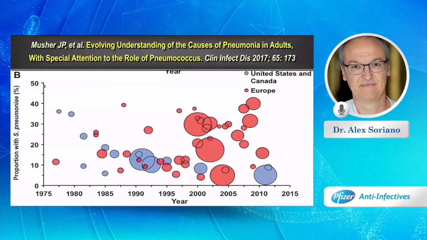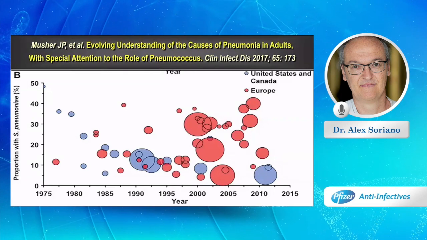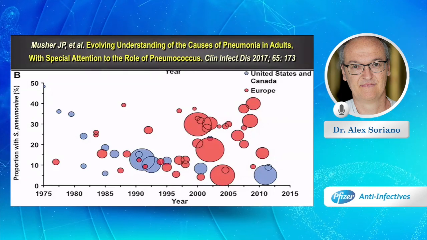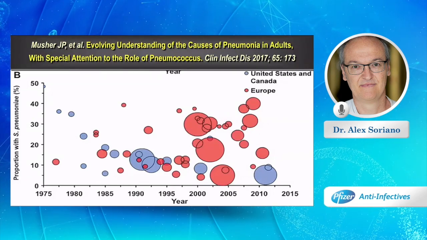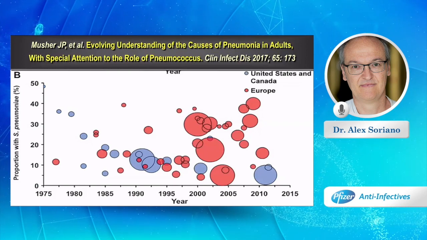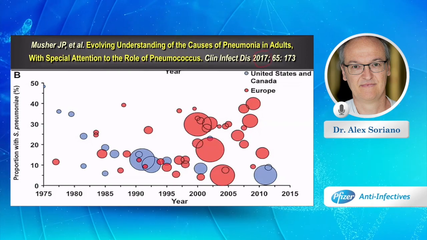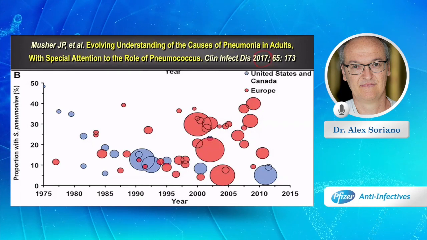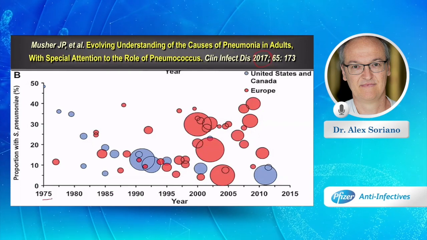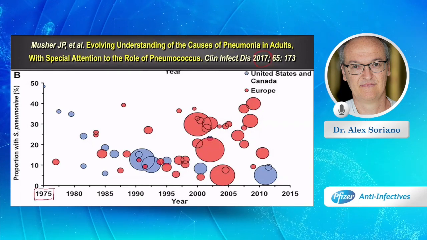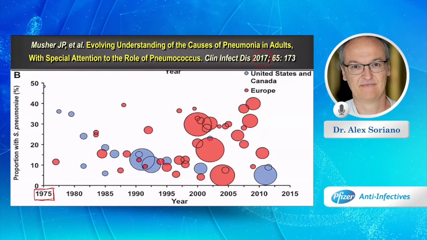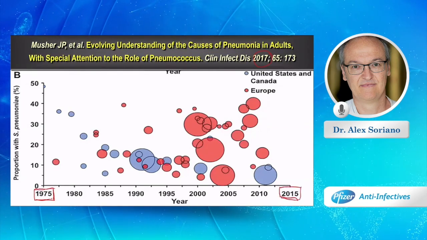So in line with this, we're going to start with the first point, how the etiology of community-acquired pneumonia has changed over the years. This is a paper that was published relatively recently in the United States, where the authors analyze the prevalence of pneumococcus in pneumonia from the 70s to 2015.